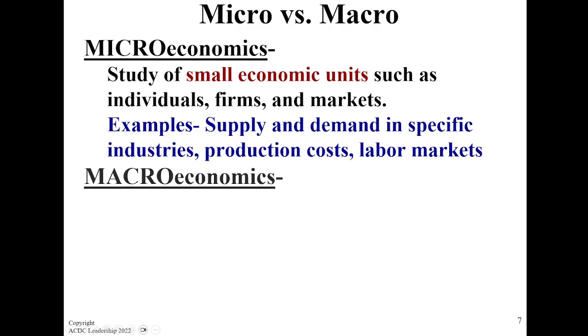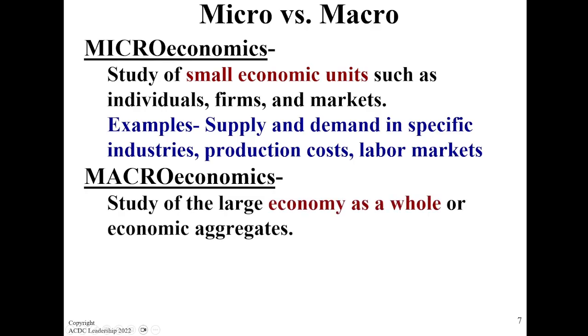Now macro, like I said, is the study of the large economy as a whole, or economic aggregates. This word right here is a vocab word. This will come later in macro unit 3, and we'll talk about things like aggregate supply and aggregate demand. But essentially, all you need to know is micro is the study of small businesses. If you are the owner of a business, you will be using microeconomics to do everything you need to maximize your business profit and whatnot.